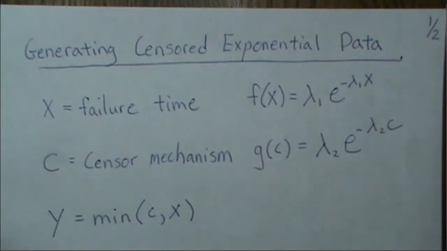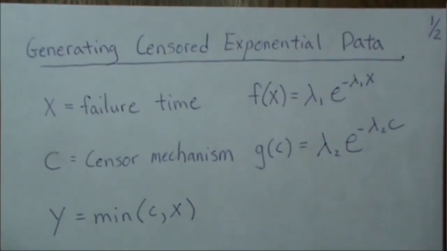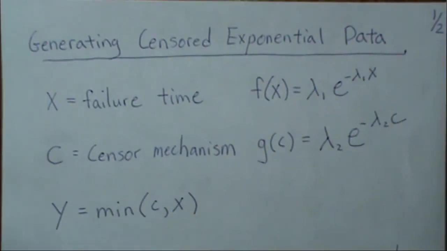Here we're going to look at generating censored exponential data with a specific proportion of censored data in mind. So if you want 20% censored, or 10 or 80 or 50 or anything like that, that's what we're going to cover today. At least one approach to generating that data.